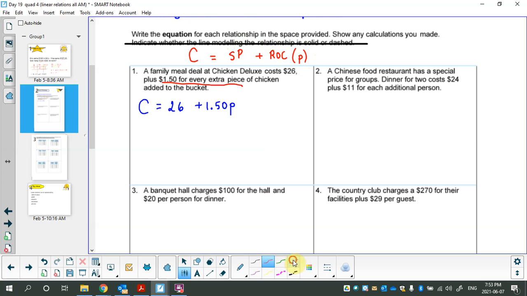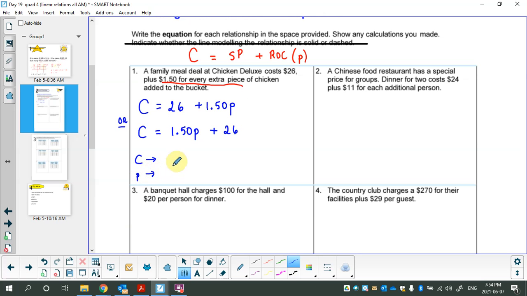Now the only trick to this is that somebody might do this, and this is your "or". So you don't have to list both of them, you have to list what comes to your mind first. So you might have this written with the $1.50P first, and then add the 26 after. So both of these are the same thing because the $1.50 always gets the letter and the 26 does not. Now there's one other thing that you have to do with this, and that is you have to tell your readers, that'd be me or Mr. Chalice or whoever else is reading your work, what the letters stand for.